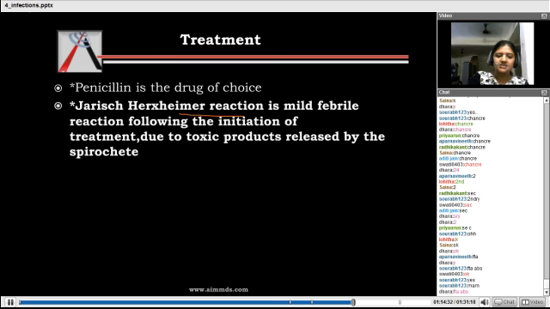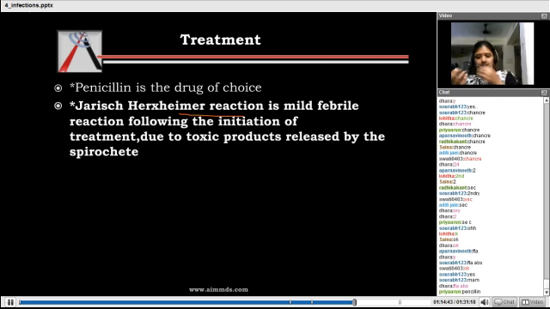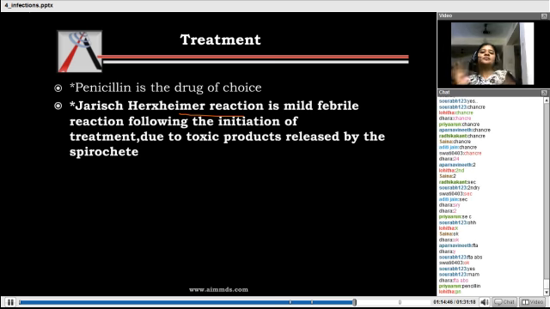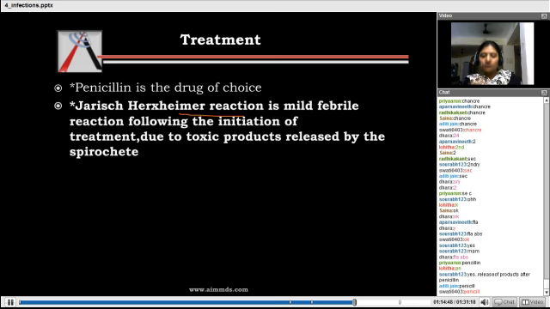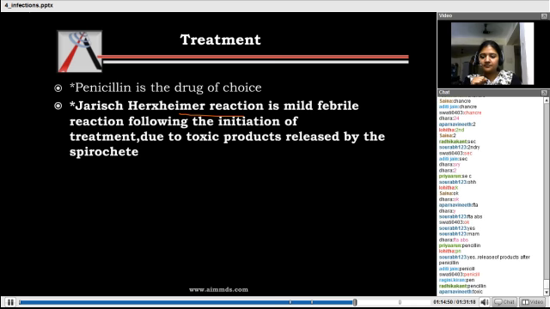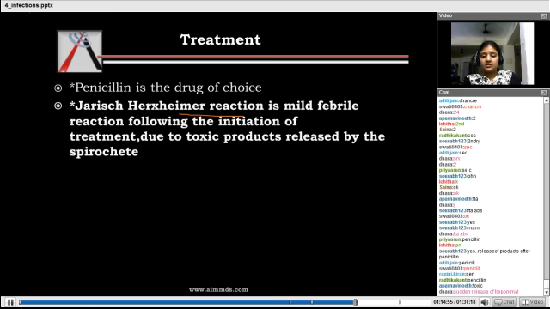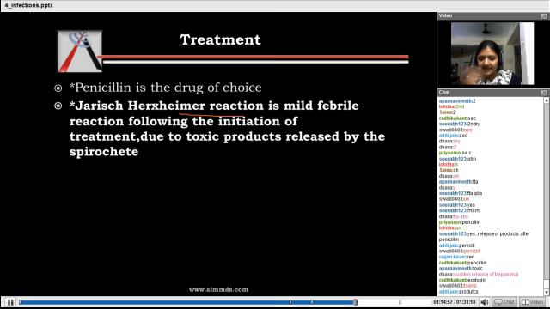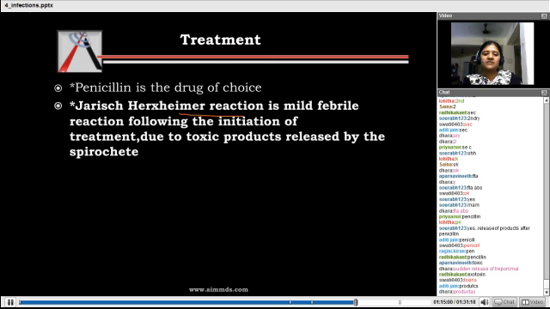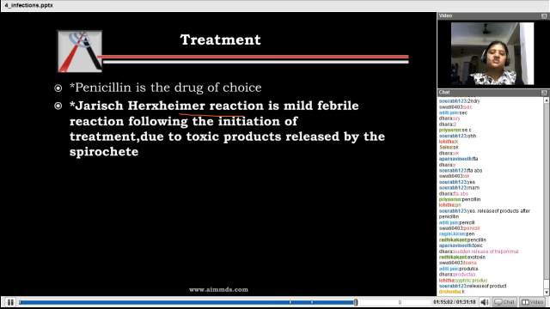Then we have Jarisch-Herxheimer reaction. We did this in Pharmac. What is it? Why do you have a Jarisch-Herxheimer reaction? What happens if you give, which drug are you giving? And what is the reaction? Yes, happens when you give penicillin. What is reacting with penicillin? The syphilitic byproducts. Syphilitic byproducts reacting with penicillin give you the Jarisch-Herxheimer reaction. Patient will have fever and shivers.